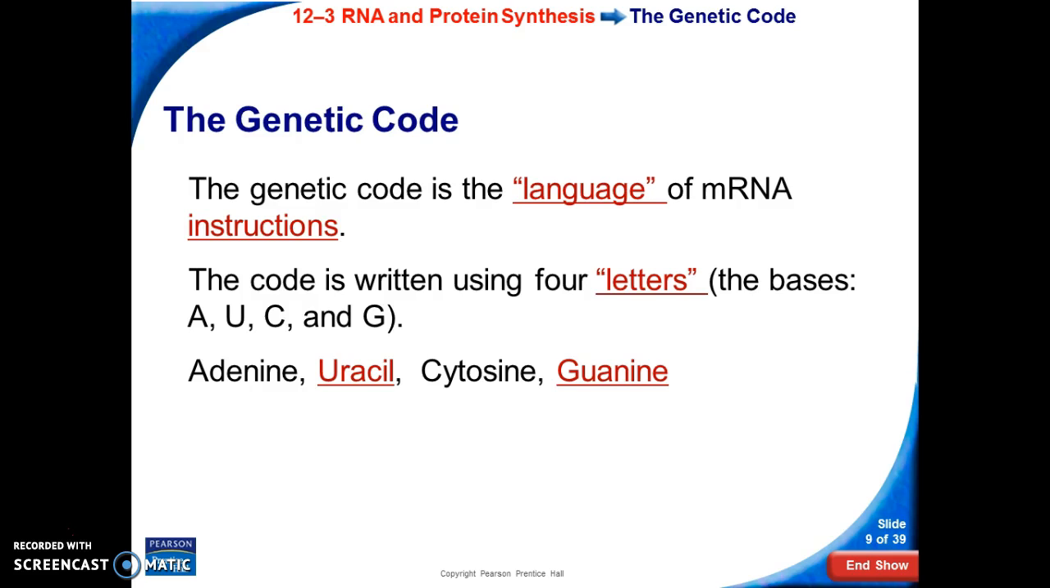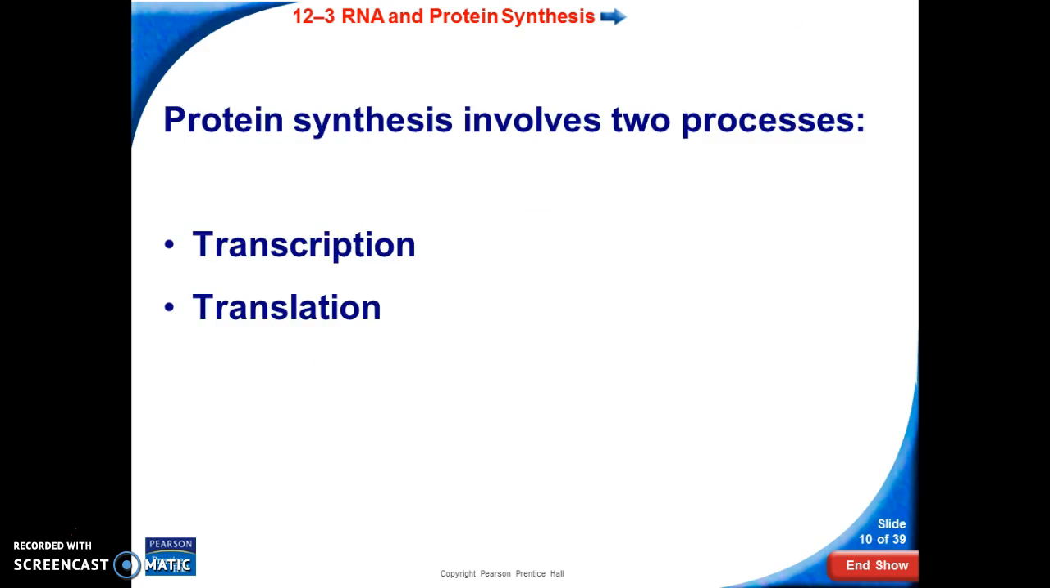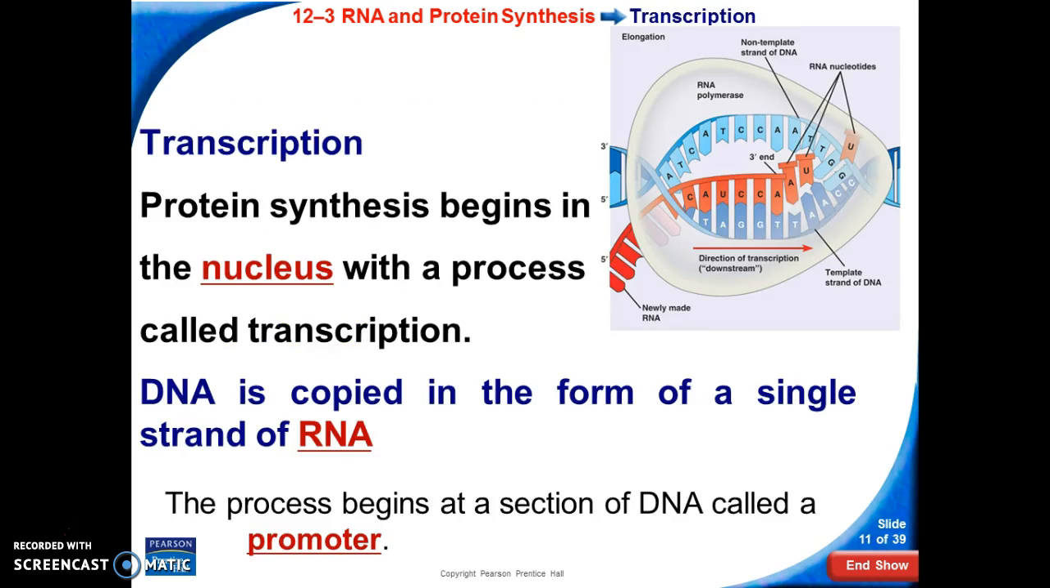The genetic code is the language of mRNA instructions. The code is written using 4 letters: A for adenine, U for uracil, C for cytosine, and G for guanine. Protein synthesis involves 2 processes: transcription and translation. Protein synthesis begins in the nucleus with a process called transcription. DNA is copied in the form of a single strand of RNA, messenger RNA.